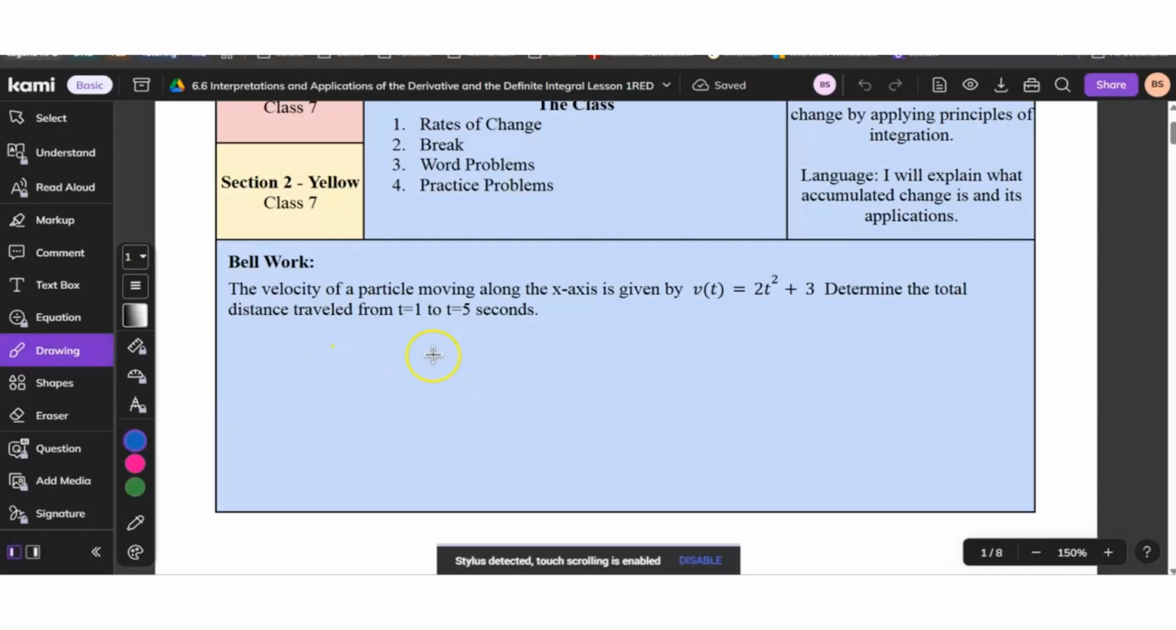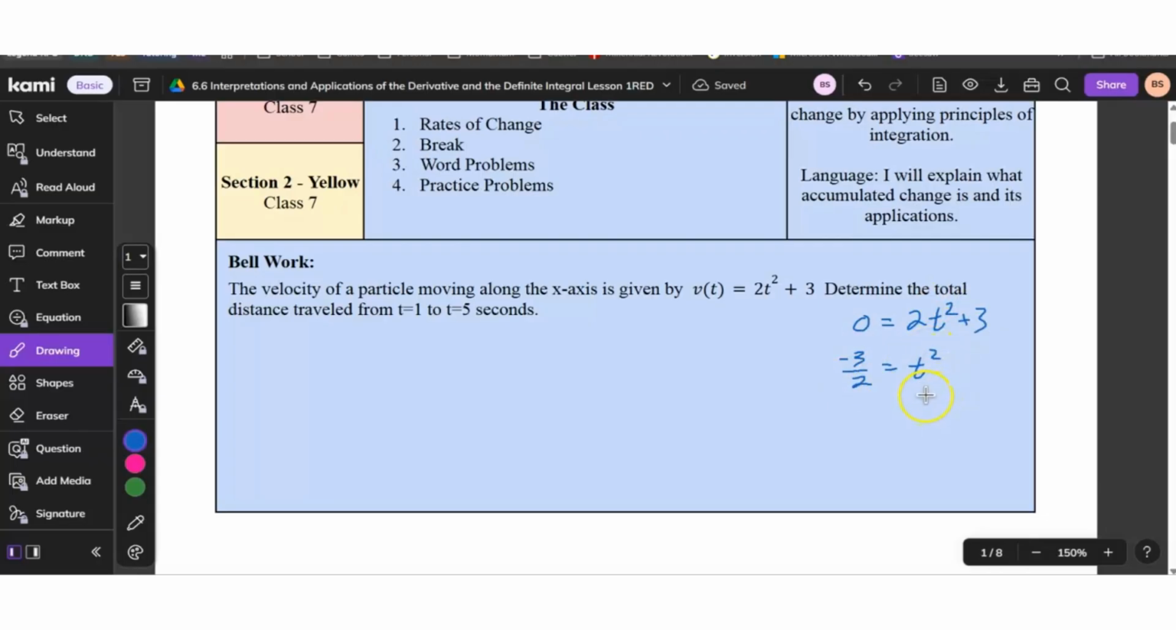All right, so first thing I'm going to do is find my critical points, right? So that means I need to know when it equals 0. 2t squared plus 3, which means negative 3 halves equals t squared. It's always going the same direction, right? Because anything squared plus a number is always positive. So I'm going to integrate from 1 to 5. Technically, I'm still going to put the absolute value, even though it doesn't actually need it anymore, because I know it's always going the same direction. And you have to know the exact value.